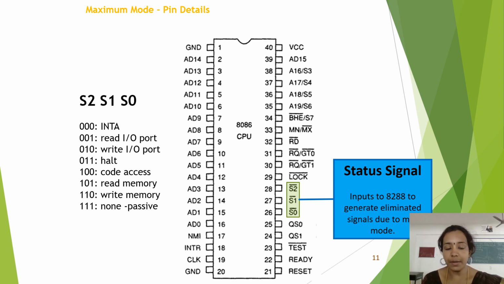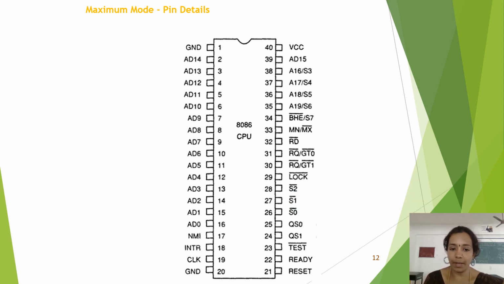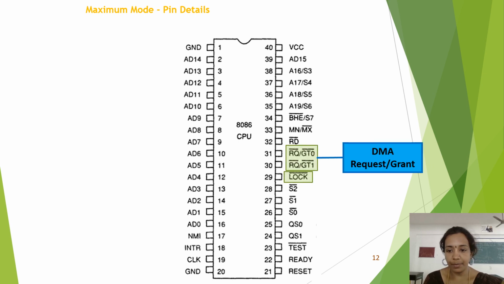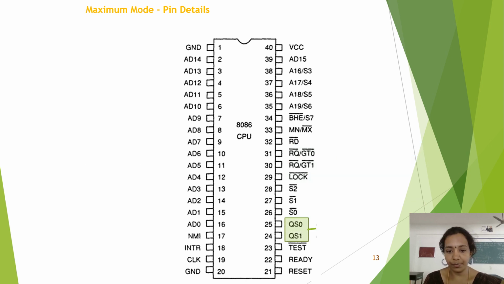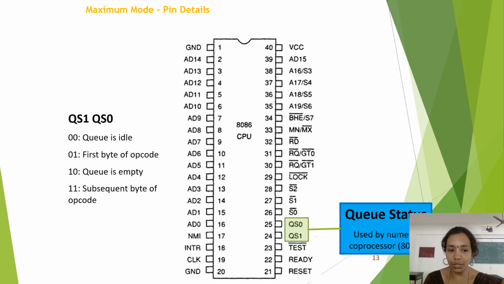000 is interrupt acknowledgement. 001 is read input output port. 010 is write input output port. 011 is halt operation. 100 is code access. 101 is read memory. 110 is write memory. 111 is passive. These are request and grant. Next one is the lock signal, lock output. This lock output is used to lock the peripherals of the system. Next one is the queue status.